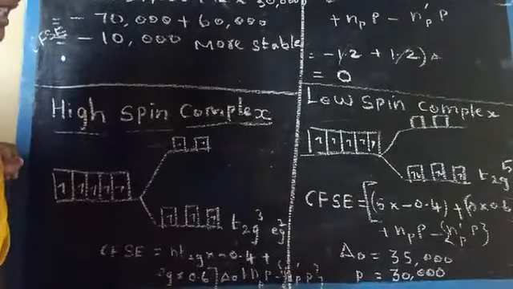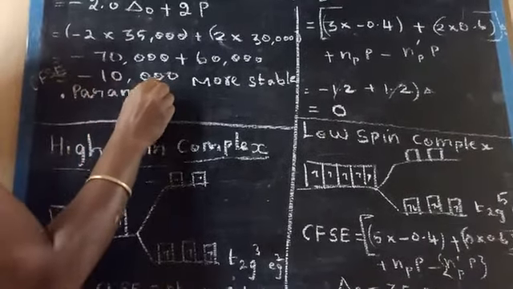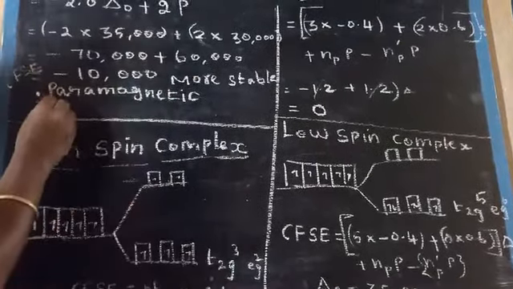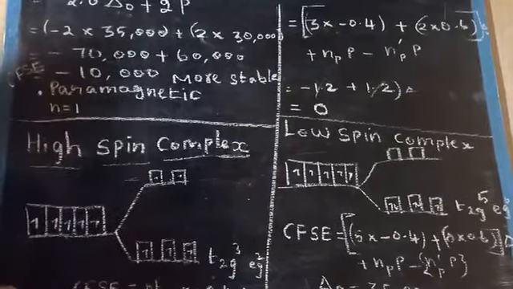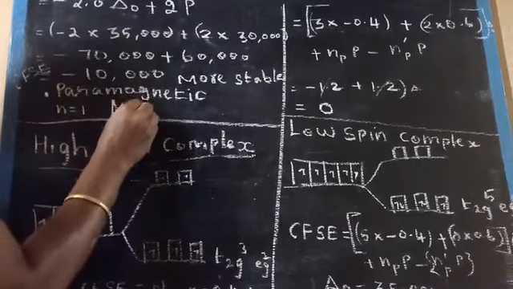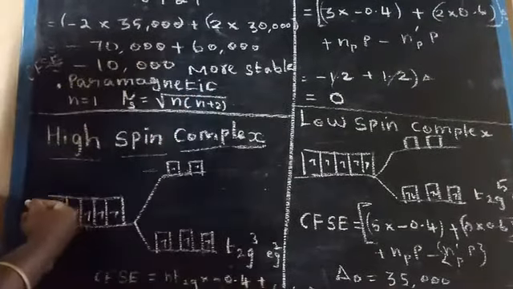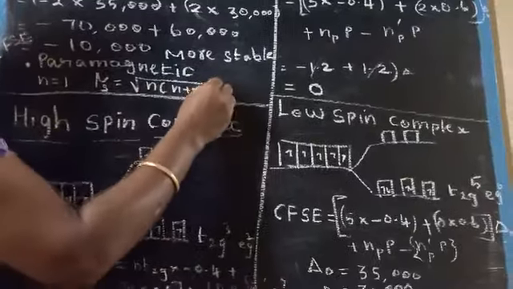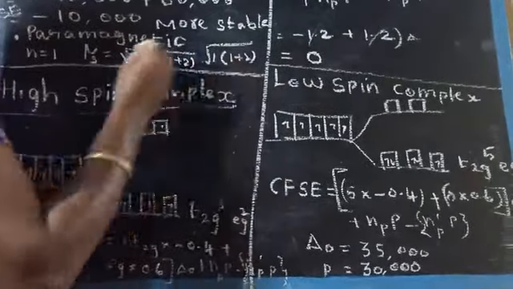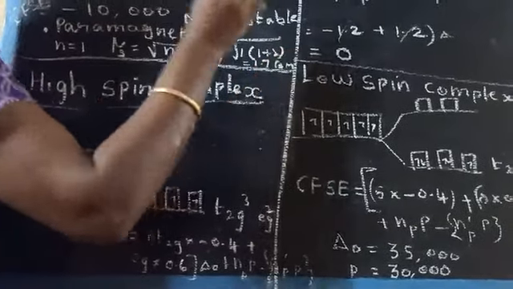From that we find out whether it is paramagnetic or diamagnetic. Here the number of unpaired electrons is 1. So it is paramagnetic in nature. Number of unpaired electrons, n value equal to 1. So mu s, the spin only magnetic moment, equals the square root of n into n plus 2. n value 1, so substitute in the formula: square root of 1 into 1 plus 2. So the answer is 1.73 BM, Bohr magneton.